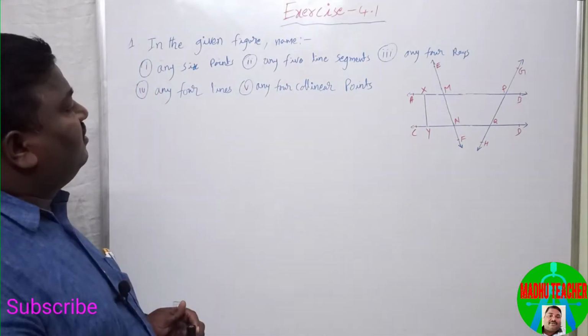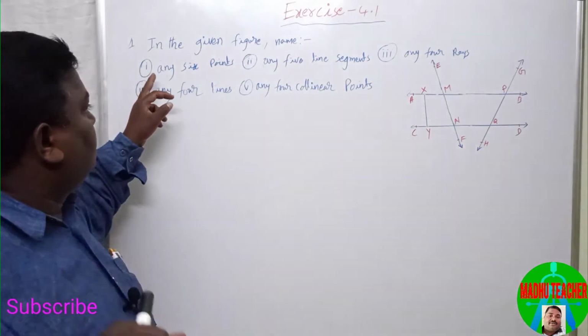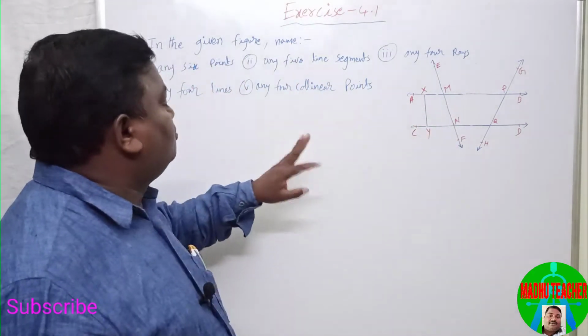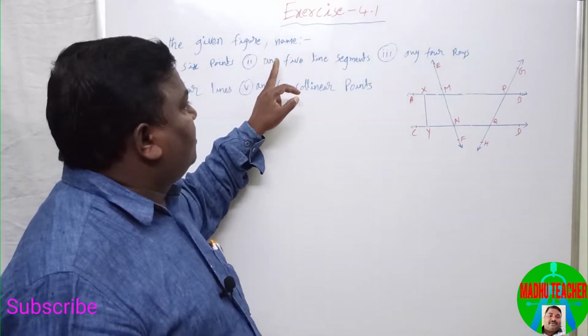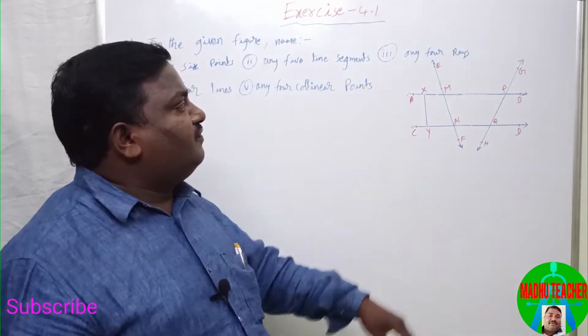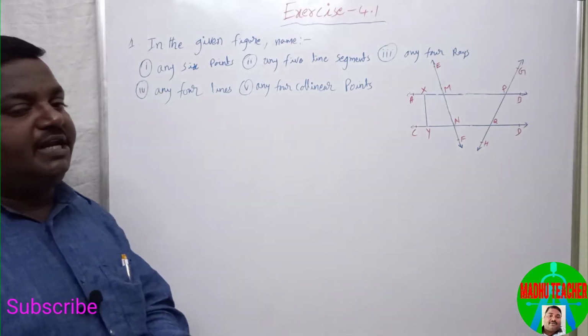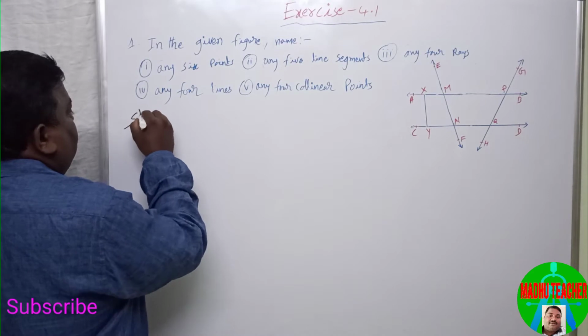In the given figure, name: this is the figure. In that, you have to name any 6 points, any 5 line segments, any 4 rays, any 4 lines, and any 4 collinear points. So let us see one by one.